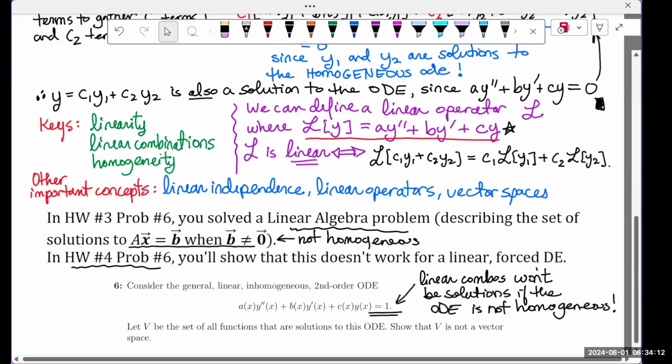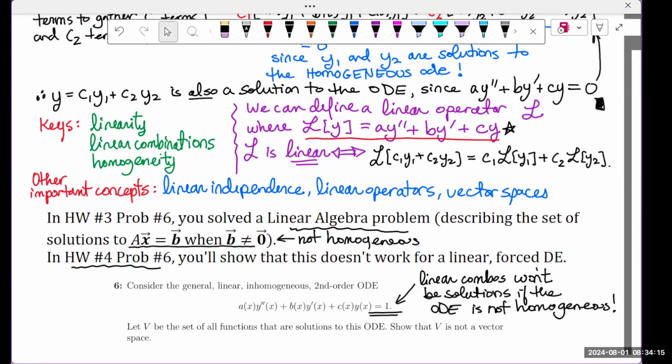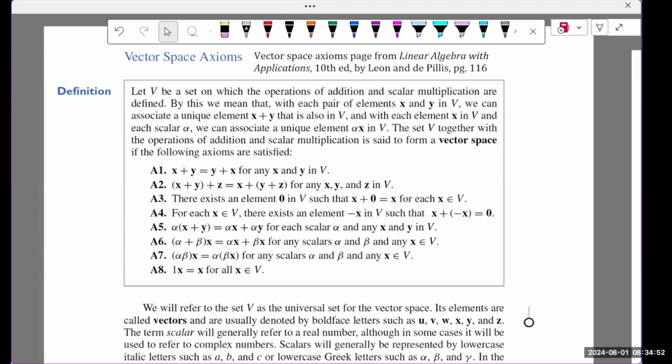Let's go to the next page and remind ourselves of what a vector space is. Here I have provided you with an excerpt from the textbook Linear Algebra with Applications. And what we have here is the set of requirements for a space V to be a vector space. Remember that the set V, together with the operations of addition and scalar multiplication, is a vector space if the following axioms are satisfied. These axioms are all arithmetic axioms.